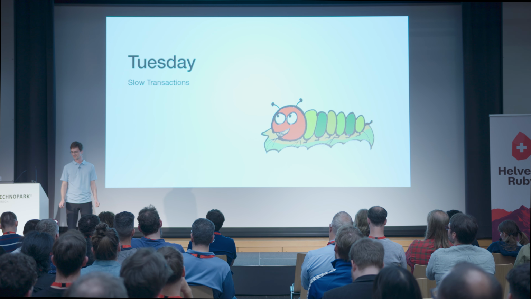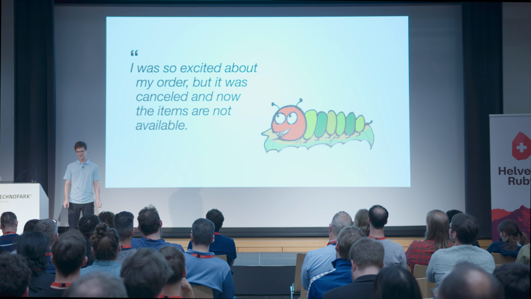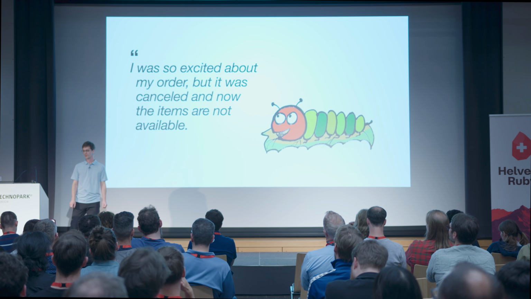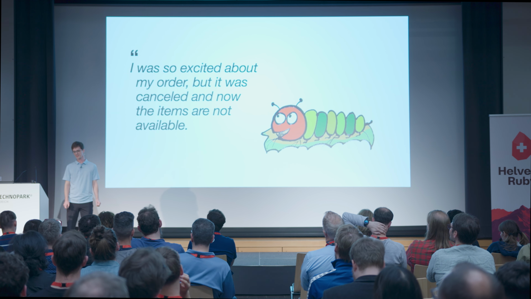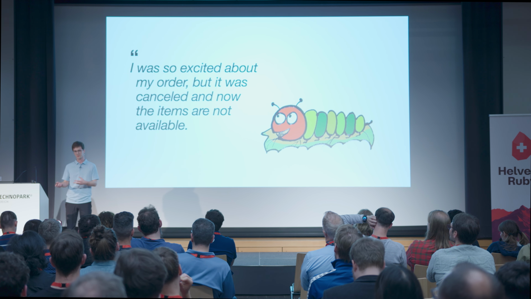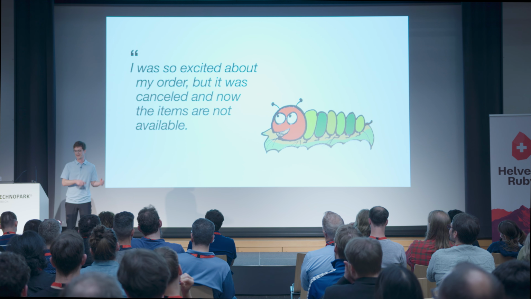On Tuesday, Cat discovers that bugs are able to order more items than what BugHub has in stock. And this is a pretty frustrating experience. Bugs get excited about their orders, and then later they get canceled.